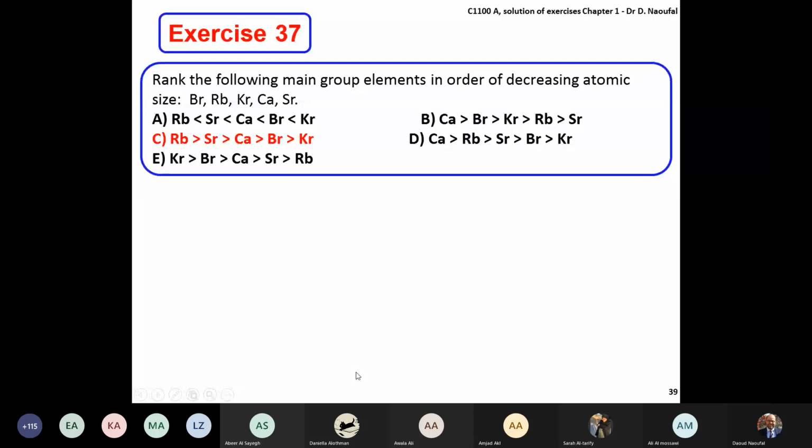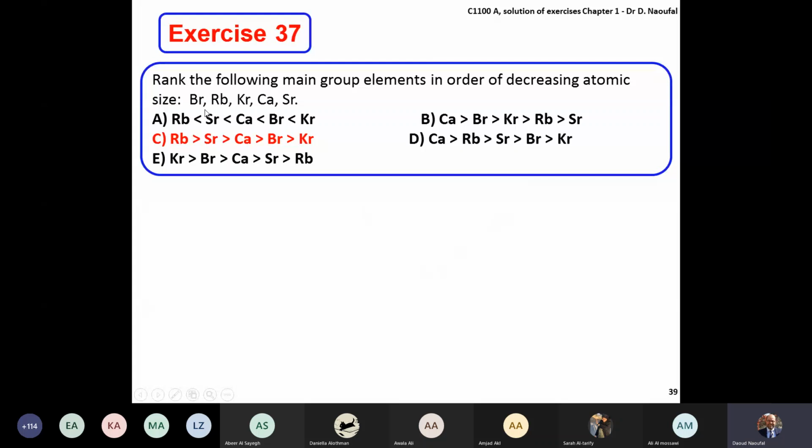Exercise 37. Arrange the following elements according to decreasing atomic size, decreasing R, so from higher to lower.